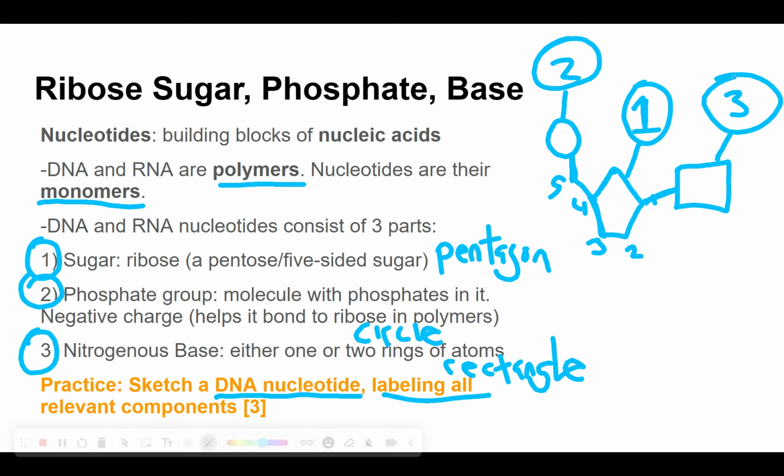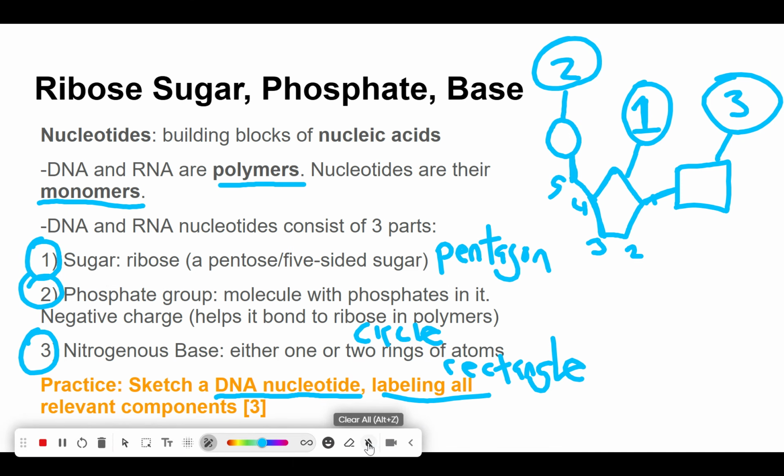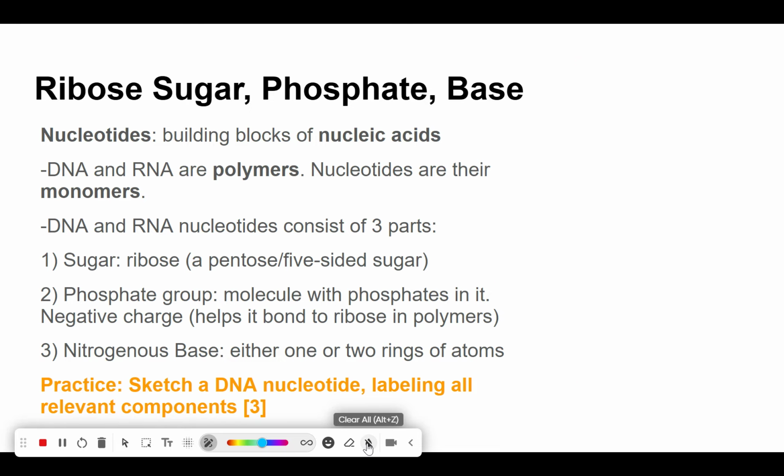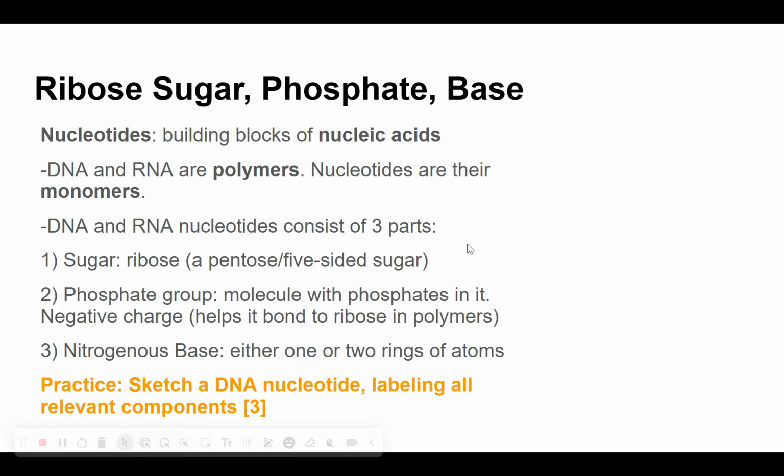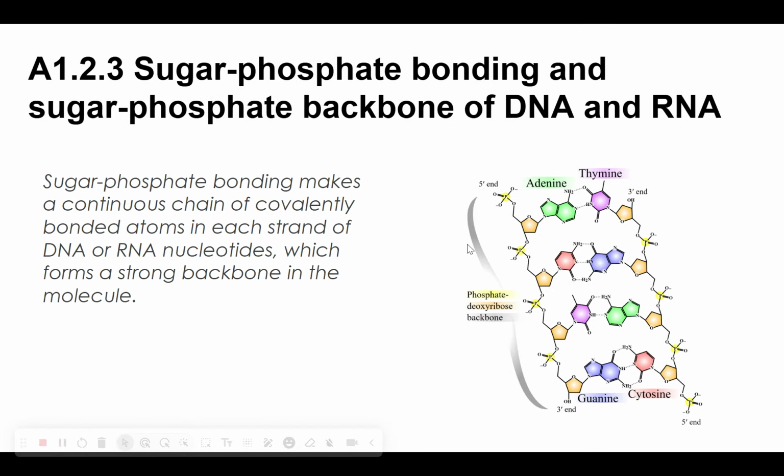If you were doing this on an exam, you'd want to write the actual words. I'm just trying to save space by annotating with the numbers. And let's talk about how these nucleotides are held together in a polymer of DNA or RNA. And to talk about that, we are going to bring up sugar-phosphate bonding.